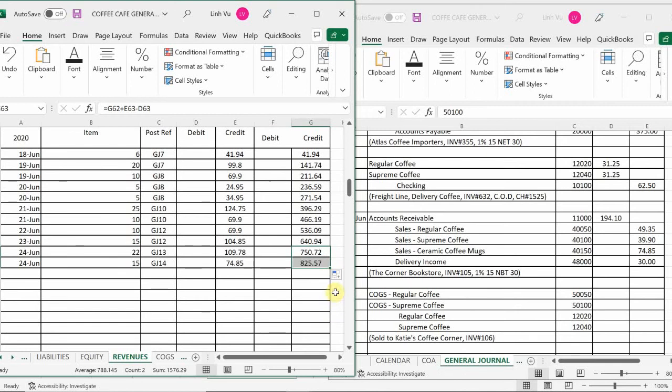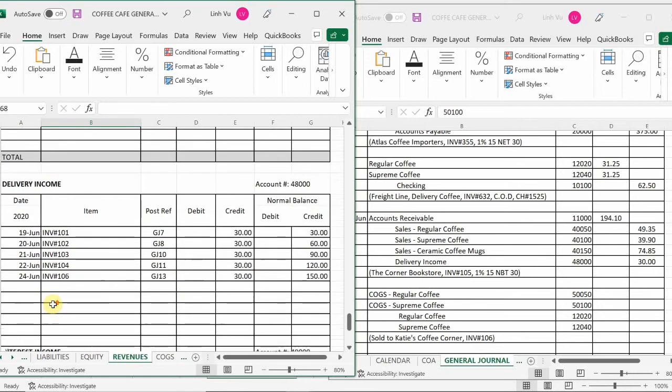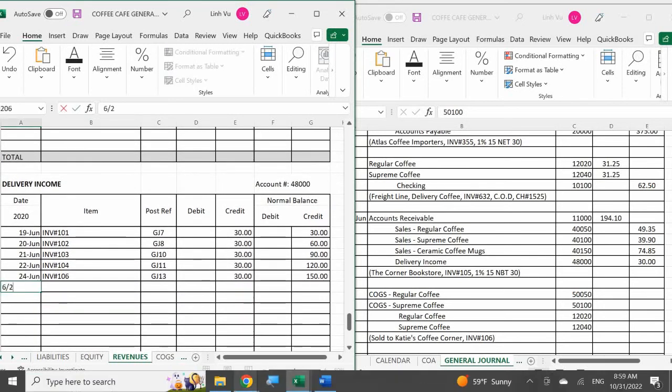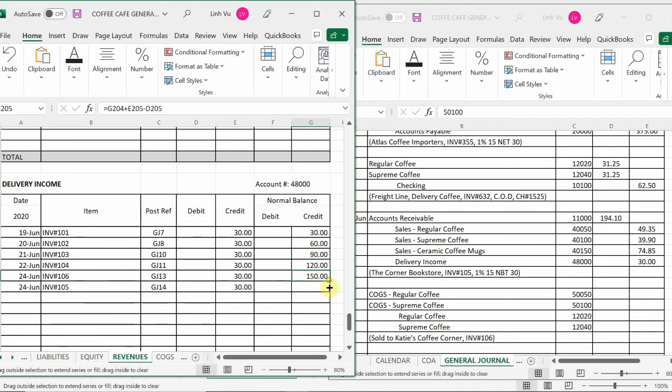Okay. And then last but not least, delivery income. That's $30. And that'll be grand total would be $180 even. Good. So we finished the journal, we finished the ledger, we finished the subsidiary ledger. We gave Albert his commissions.